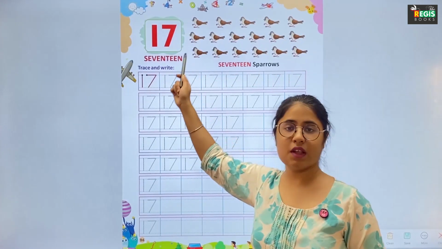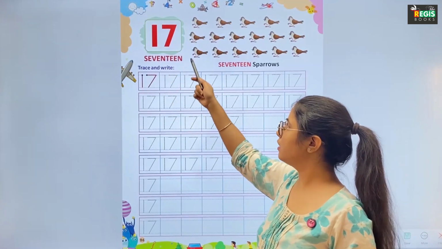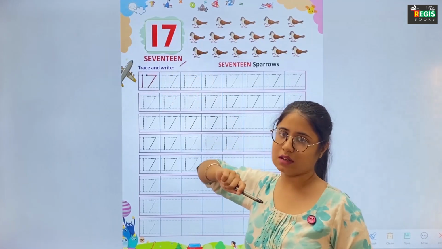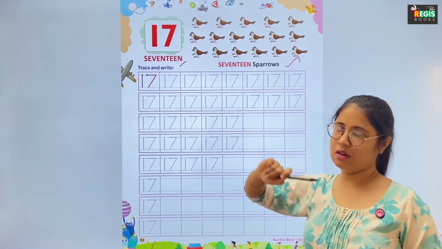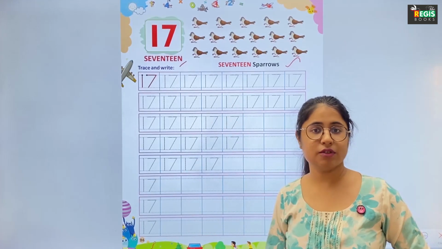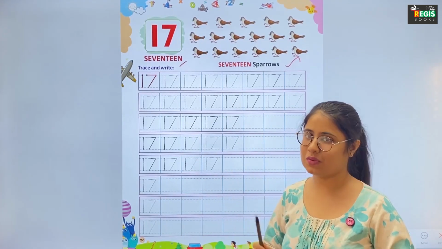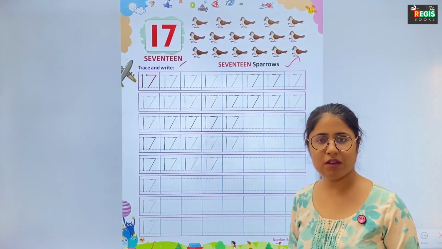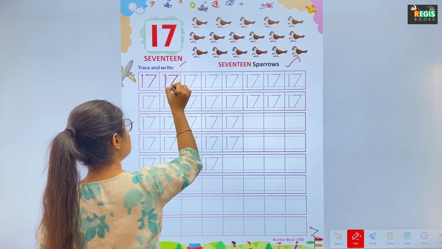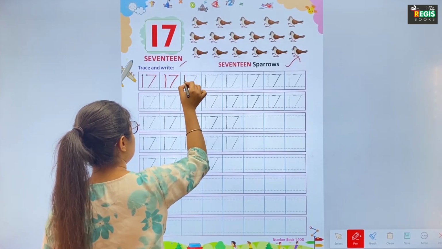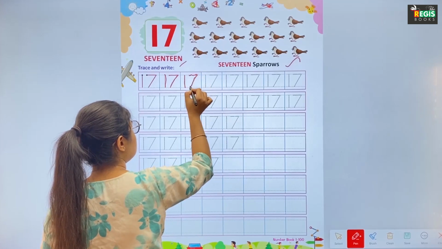1 7 17. SEVENTEEN 17. These are total 17 sparrows. Trace and write. So kids, we write the number 17 by writing 1 and 7 together. So let's trace with me the number 17. 1 7 17. Write 1, then draw 7 like this with me.